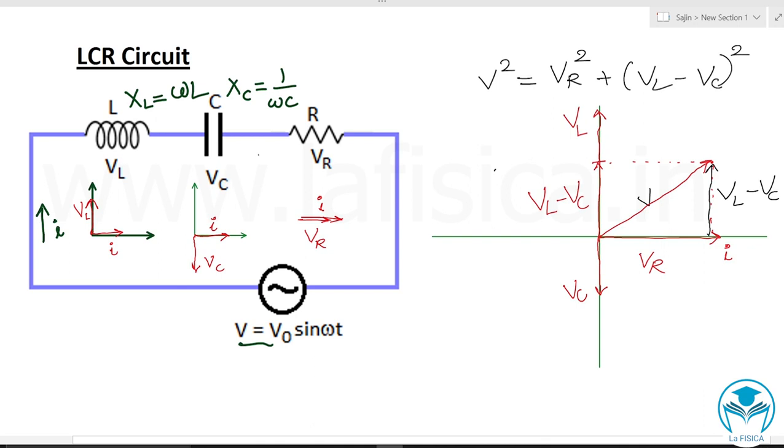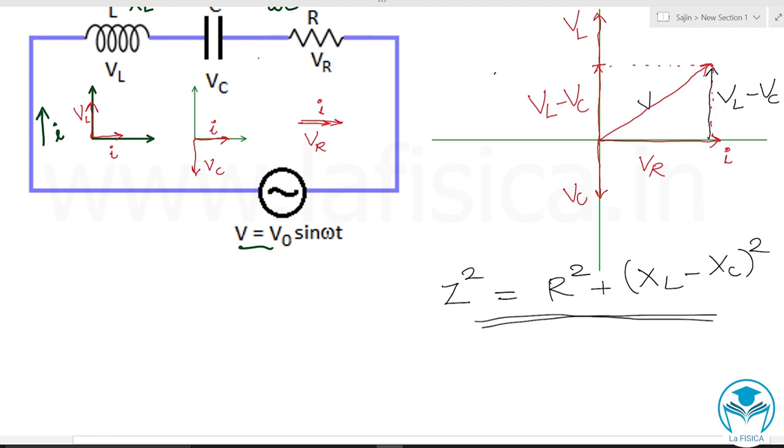Here I is common for all the components. Then if we divide by I on both sides, we will get the impedance. V by I is the impedance. That is, Z square is equal to R square plus (XL minus XC) whole square. Here V is a function of omega t. That is, V is equal to V0 sin omega t.